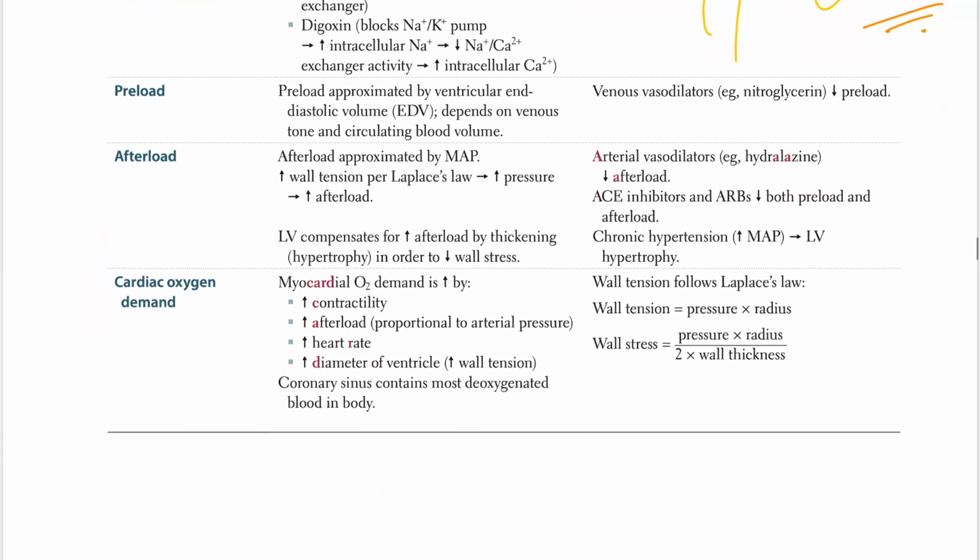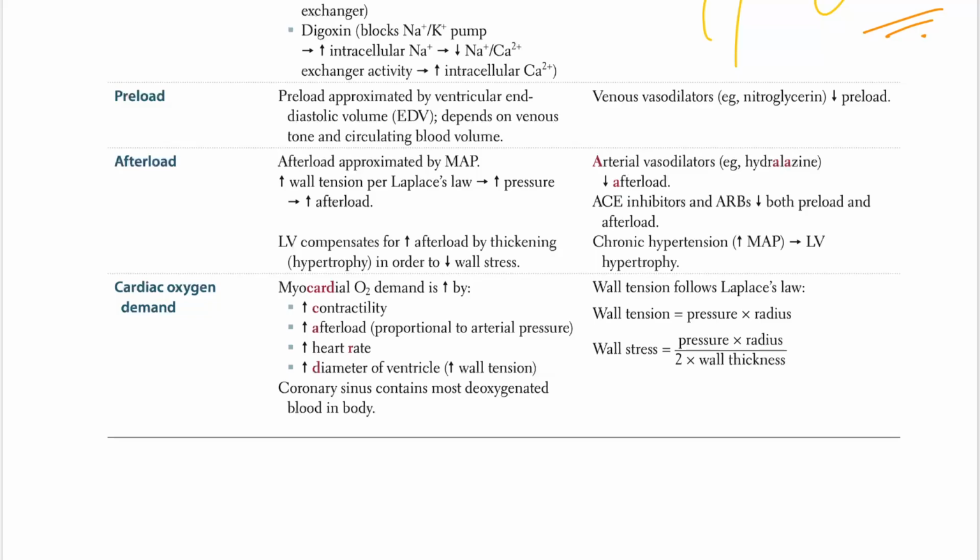All right, the last one here is the cardiac oxygen demand. Myocardial O2 demand is increased by increase in contractility. The more the heart works, the more ATP it requires, the more oxygen it needs. Simple. Increase in afterload: the more the pressure is outside the heart, the harder it is going to be for the heart to push the blood out of the left ventricle, so it would need more oxygen.